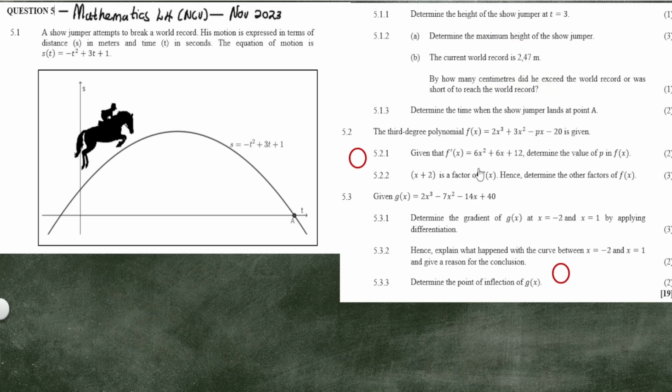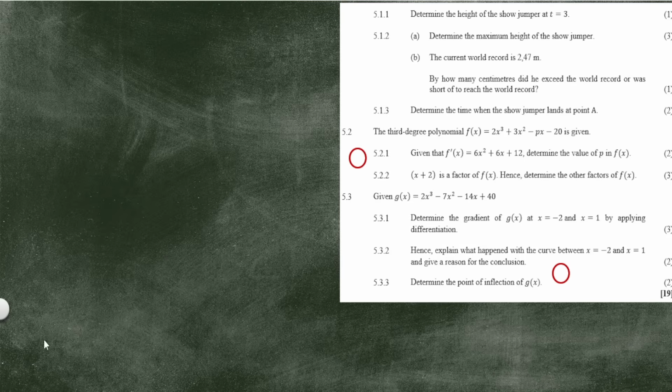5.2. I think I won't be needing the sketch anymore, so that it generates some space for writing. Now 5.2.1, given that f prime of x is equal to 6x squared plus 6x plus 12, determine the value of p in f of x. Now 5.2 is the third degree polynomial. It's given, but p is unknown.